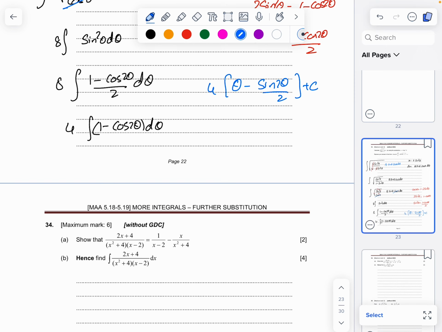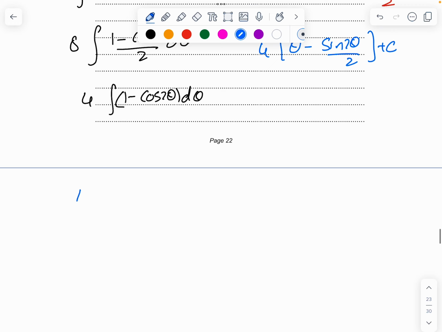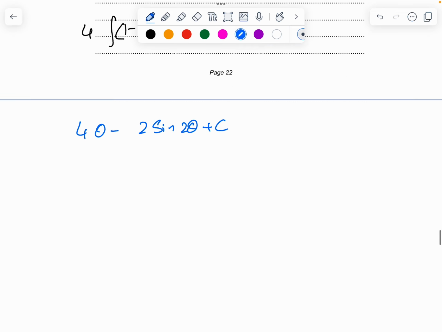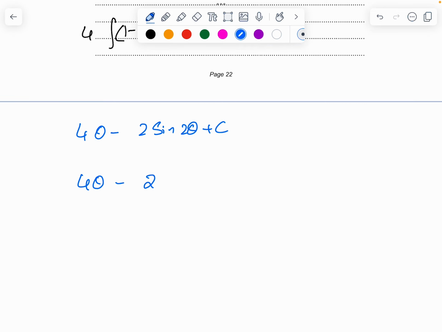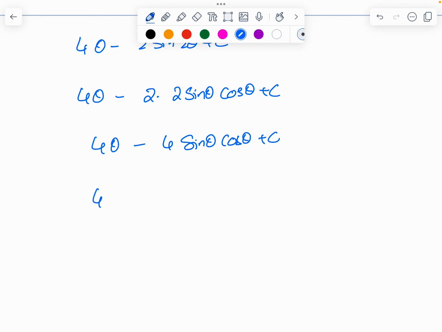So I add a page over here again. So what was the formula? 4 theta minus 2 sine 2 theta plus c. 4 theta minus 2 sine 2 theta, where sine 2 theta is 2 sine theta cos theta, plus c. So 4 theta minus 4 sine theta cos theta plus c.